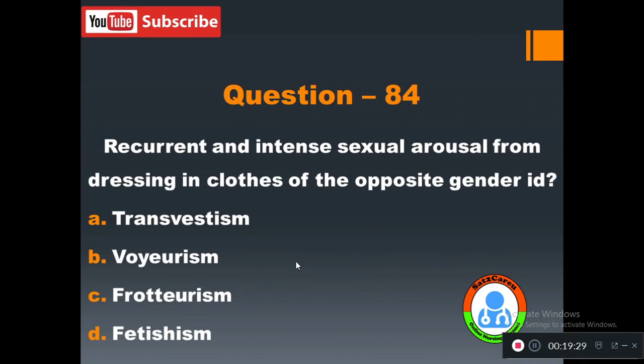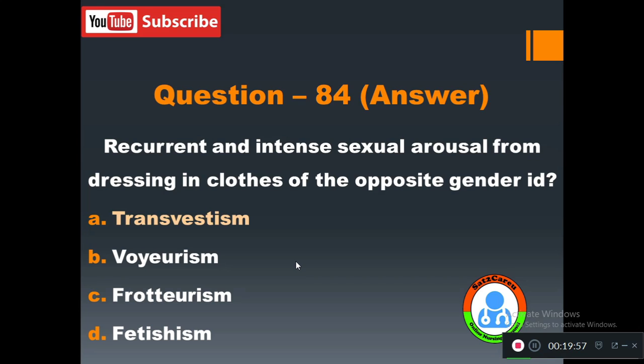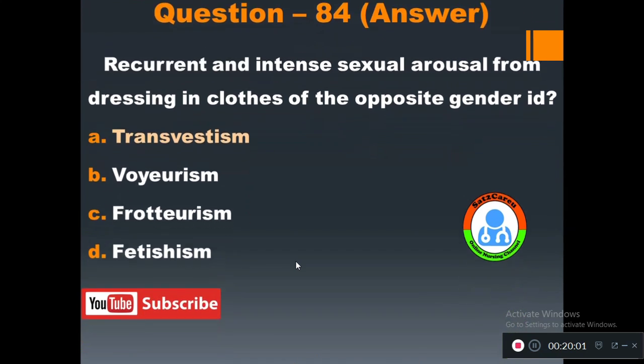84. Recurrent and intense sexual arousal from dressing in clothes of the opposite gender is known as option A, transvestism, B, voyeurism, C, frotteurism, D, fetishism. Recurrent and intense sexual arousal from dressing in opposite gender clothes is option A, transvestism, the correct answer. Move on to the next question, 85.